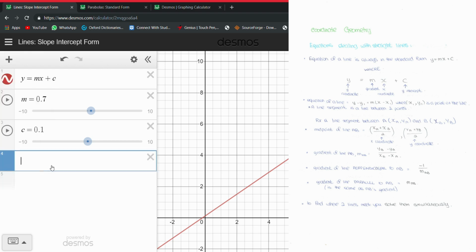Oh, wrong place. I don't use this very much. So let's say y is y, x is x, so that would be 2x minus 1.